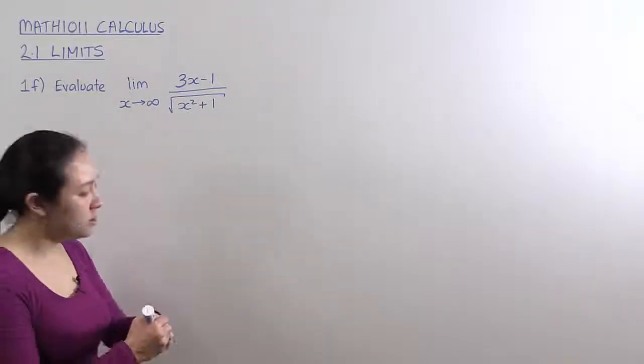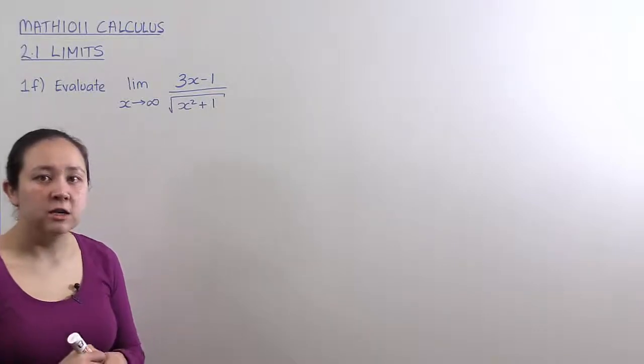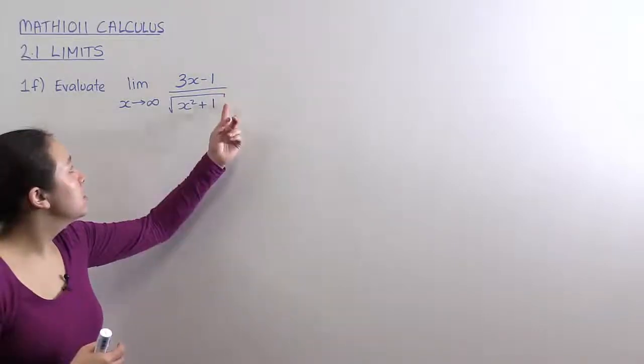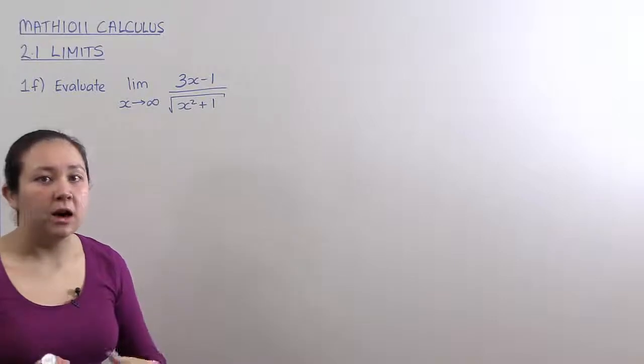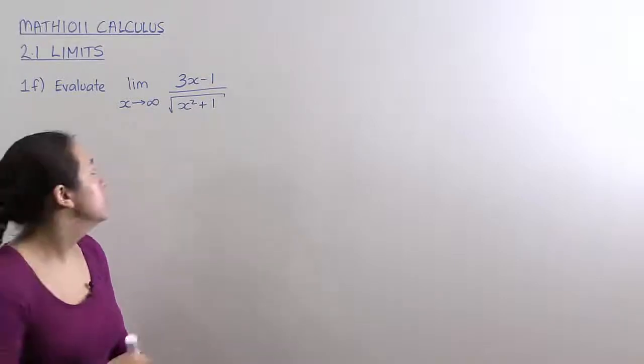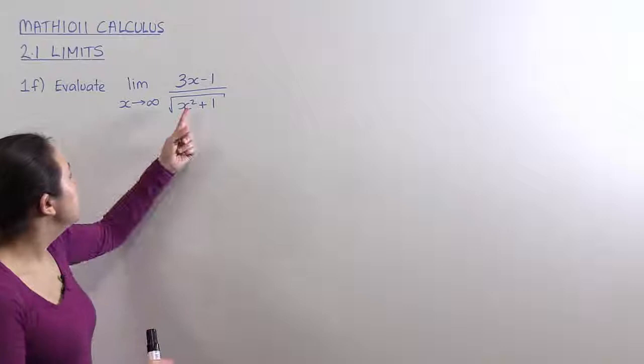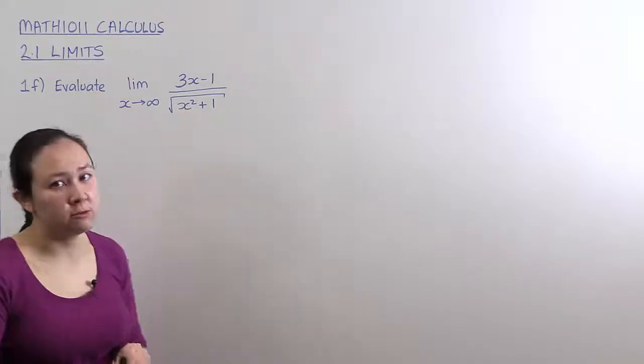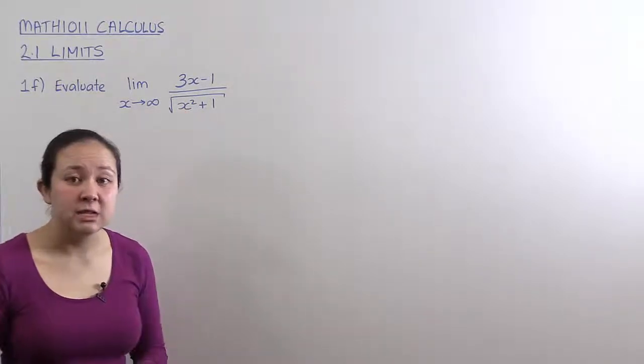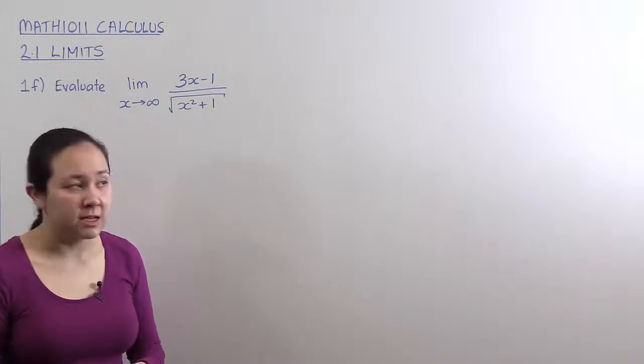To simplify it, what we're going to do is divide the function on the numerator and the denominator by, I guess, the fastest growing term in the denominator. So we can see that there's an x squared under that square root, which is approximately an x. We're going to divide everything by x here.